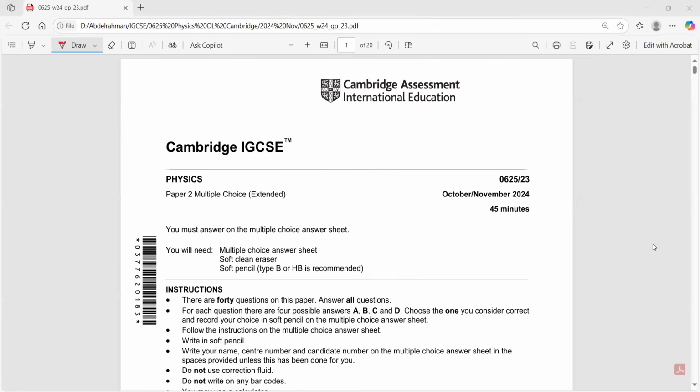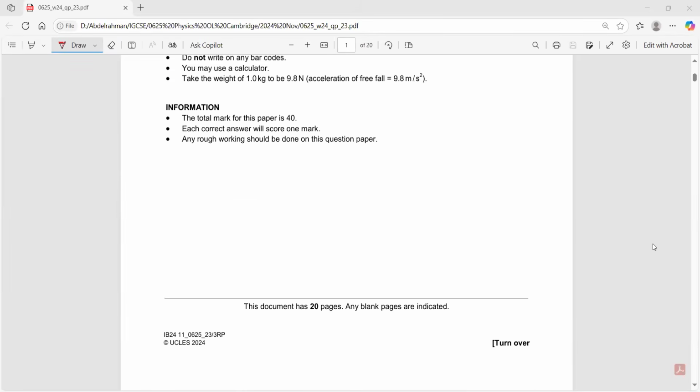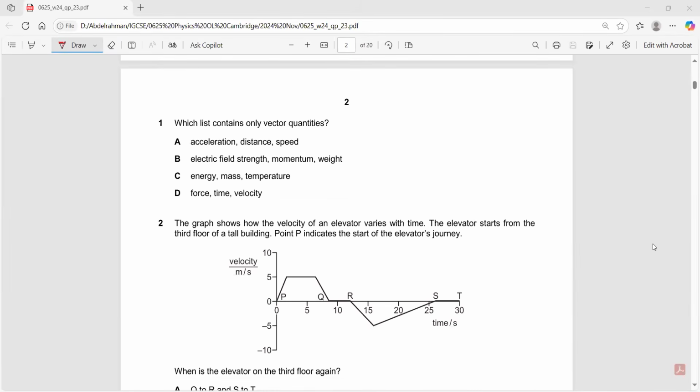November 2024, paper 2, variant 3. Question 1. Which list contains only vector quantities?